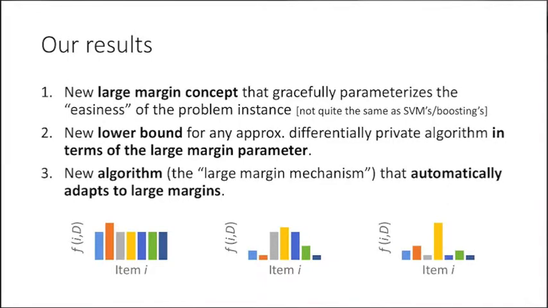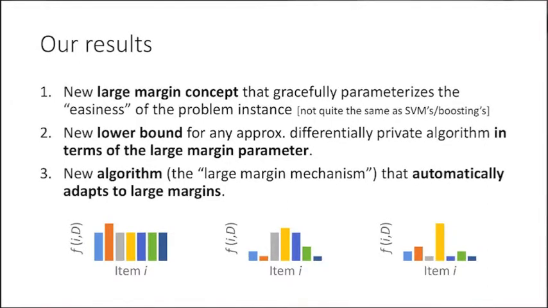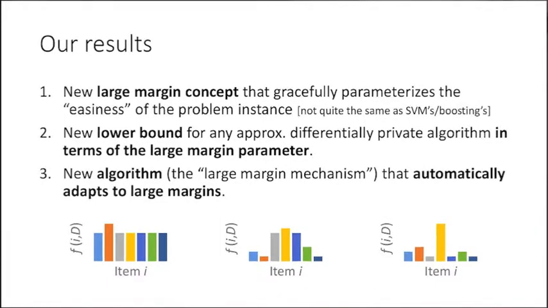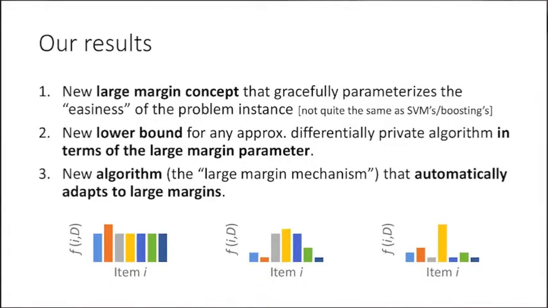The second contribution is a lower bound in terms of this parameter, the large margin parameter, that any approximate differentially private algorithm has to somehow depend on this parameter. So it seems to be the right parameter, and that's because we actually have an algorithm that achieves the upper bound, or something very close to the upper bound, that somehow automatically adapts to the easiness of the problem.